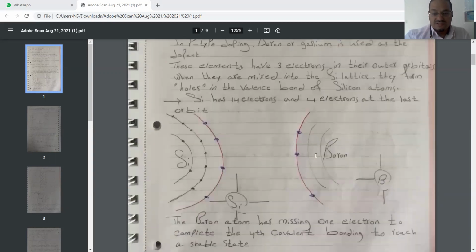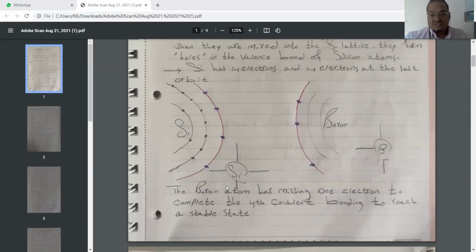Let me use this simple diagram, and at the same time, it's very important to understand this subject. Like we know, silicon has 14 electrons. In the first shell, just 2 electrons. In the last one, 4 electrons. Now let's go to this diagram. Here, these 4 legs explain to us the 4 electrons at the last orbit of the silicon atom.